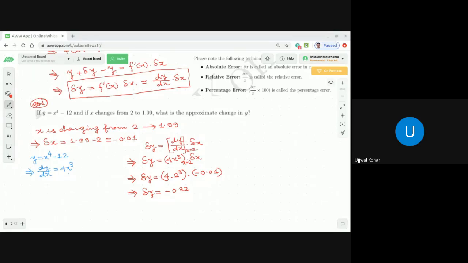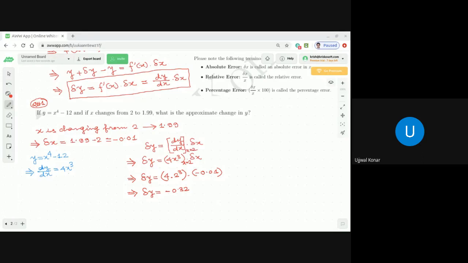Correct, dear students? Now let us take another example. The next example is that we are going to find the approximate value of square root of 36.6. This kind of question comes quite often in exams, dear students. So understand the way to do this kind of problem.